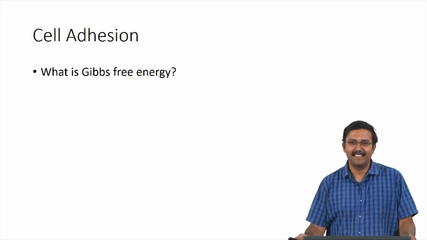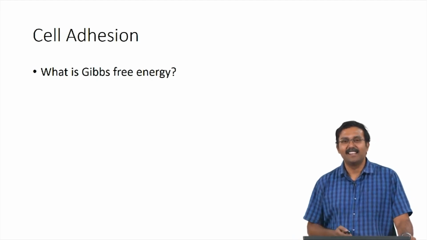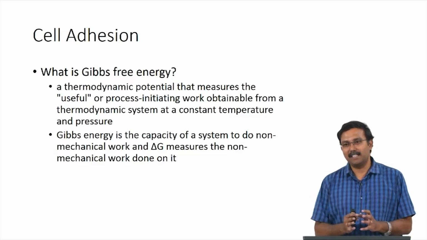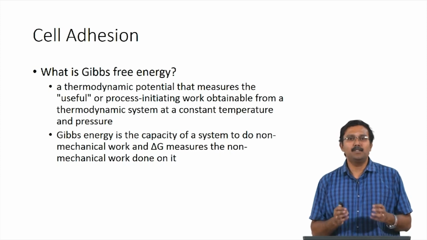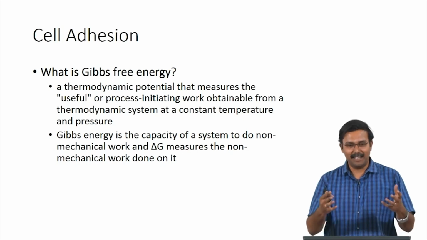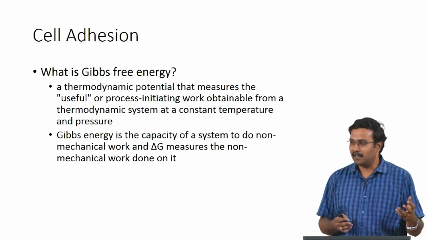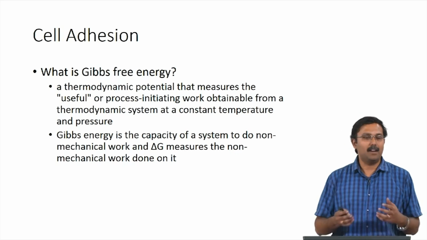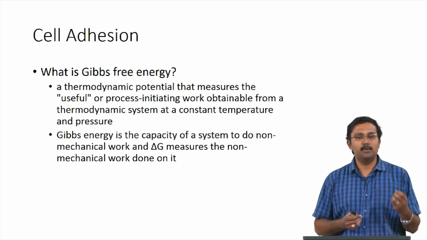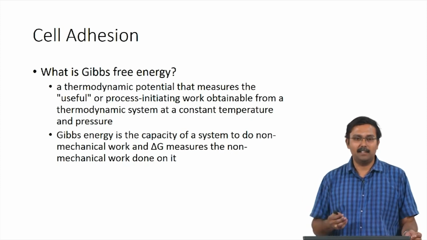So, it's a measure of the feasibility of a thermodynamic reaction or any reaction. Okay. So, that is one aspect. So, in general, this is a thermodynamic potential. Basically, it is a thermodynamic potential, and it measures the useful or process initiating work obtainable from a thermodynamic system. So, it could be a reaction or any other process. Okay. Like reaction is what we commonly look at when we talk about Gibbs free energy. So, we always try to associate it with that, but it is not necessary that it needs to be for that. So, Gibbs free energy is the capacity of a system to do non-mechanical work, and delta G basically measures this non-mechanical work done on the system.